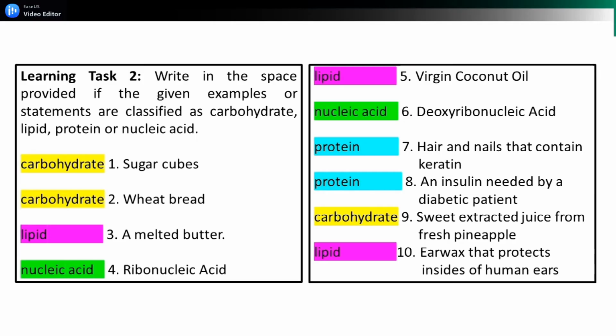Number 7, hair and nails that contain keratin are classified as protein. Number 8, insulin needed by a diabetic patient is an example of protein. Number 9, sweet extracted juice from fresh pineapple contains carbohydrates. And lastly, number 10, earwax that protects the insides of human ears is classified as lipid. Did you get more correct answers?